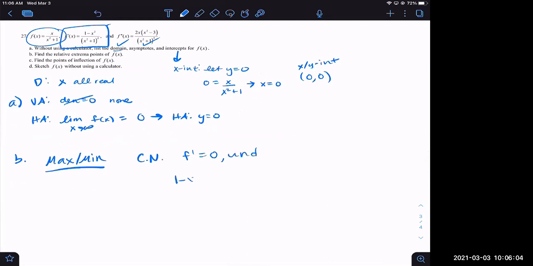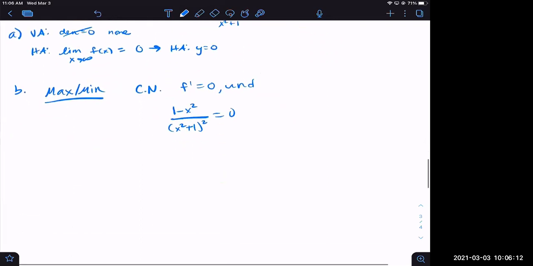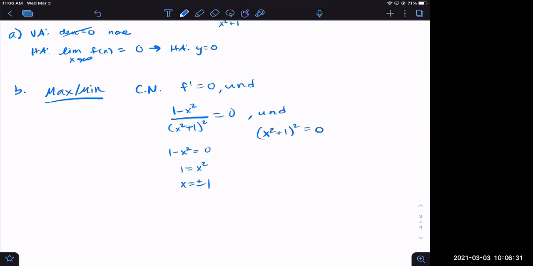The first derivative is this function. When is a fraction equal to 0? When the top equals 0. Well, the numerator equals 0 when 1 equals x squared, so when x is plus or minus 1. So that means those are potential max or min. The derivative is undefined when the denominator equals 0. For what values of x does that happen? Never, for the same reason that the domain didn't. You can't square something and get 0 here, so that never happens. So our only critical numbers are -1 and +1.